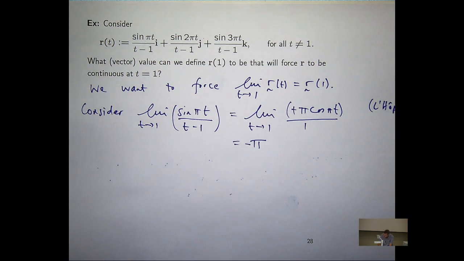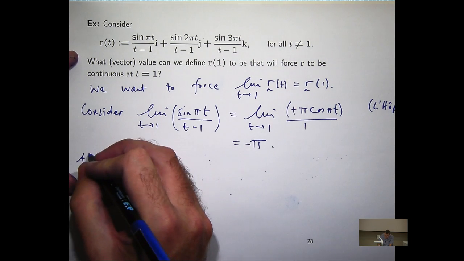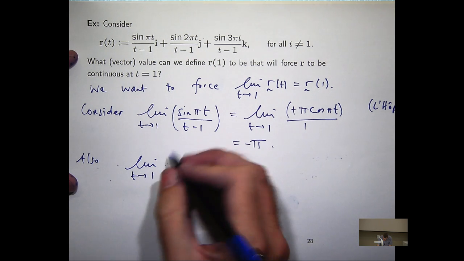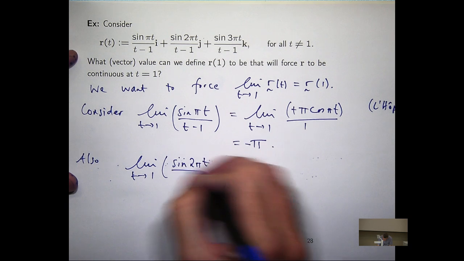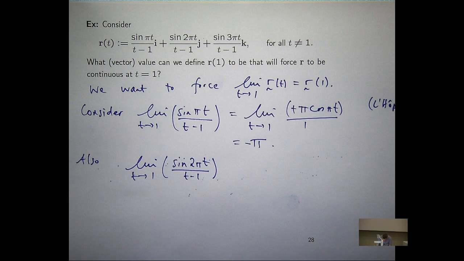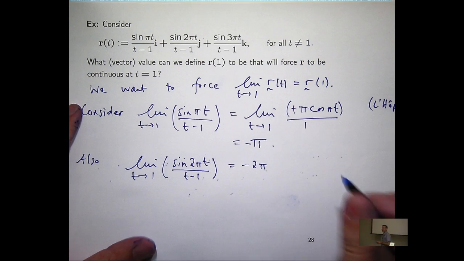So what about the second one? Well, that's just the same story. You're going to get 0 over 0 again. Apply L'Hopital's rule, but this time you're going to get, what do you think? Minus 2 pi.